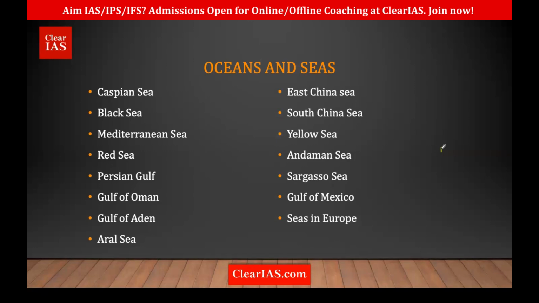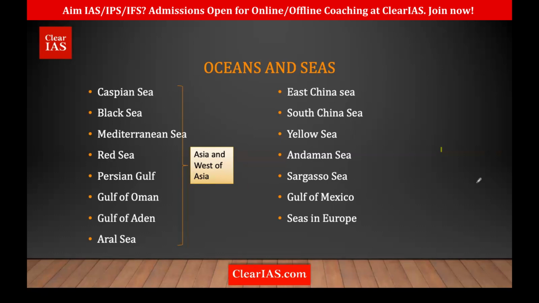When you see these seas, you can see one important factor. All the seas in this set, that is Caspian Sea, Black Sea, Mediterranean Sea, Red Sea, Persian Gulf, Gulf of Oman, Gulf of Aden, and Aral Sea, are in West Asia, the Central Asian and Middle Eastern region. Okay, so I say these are the regions where questions are frequently asked.